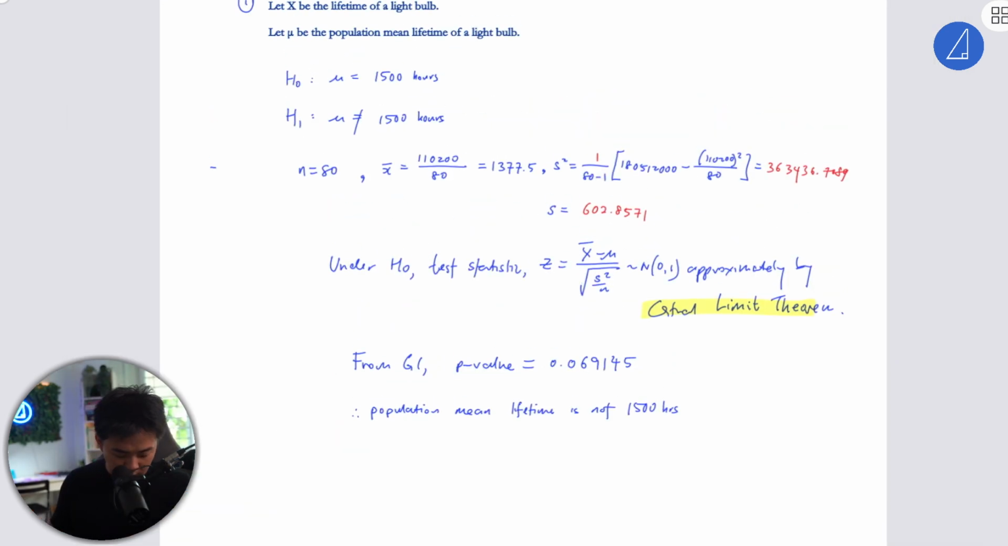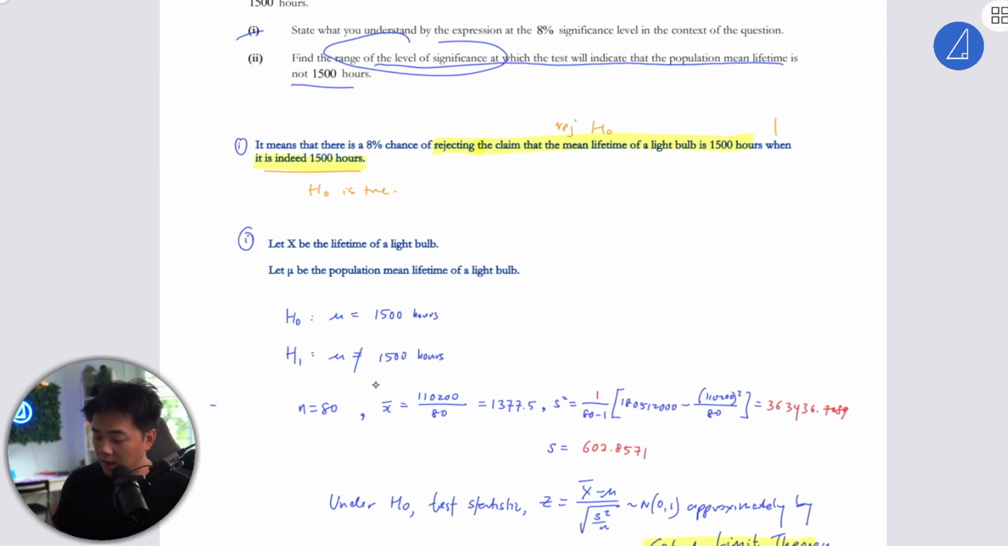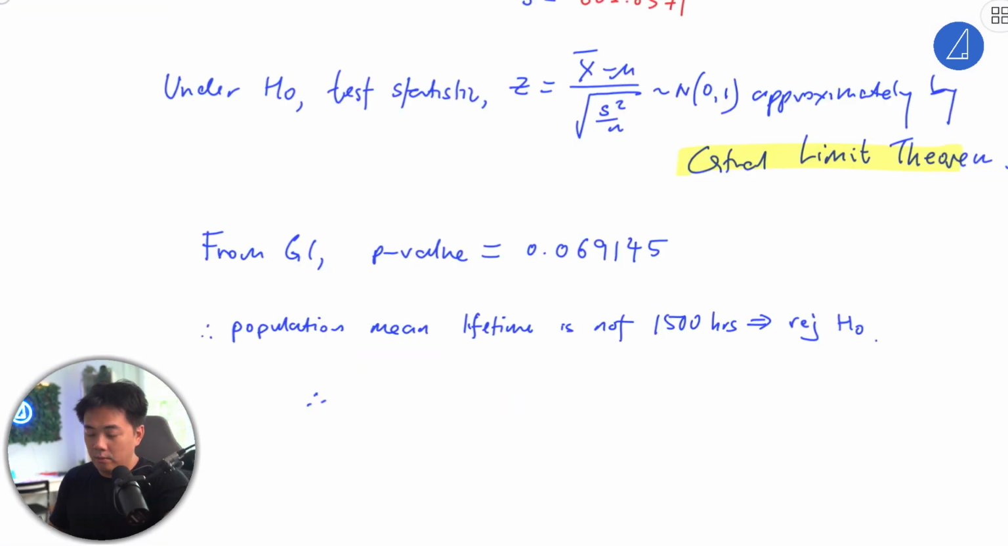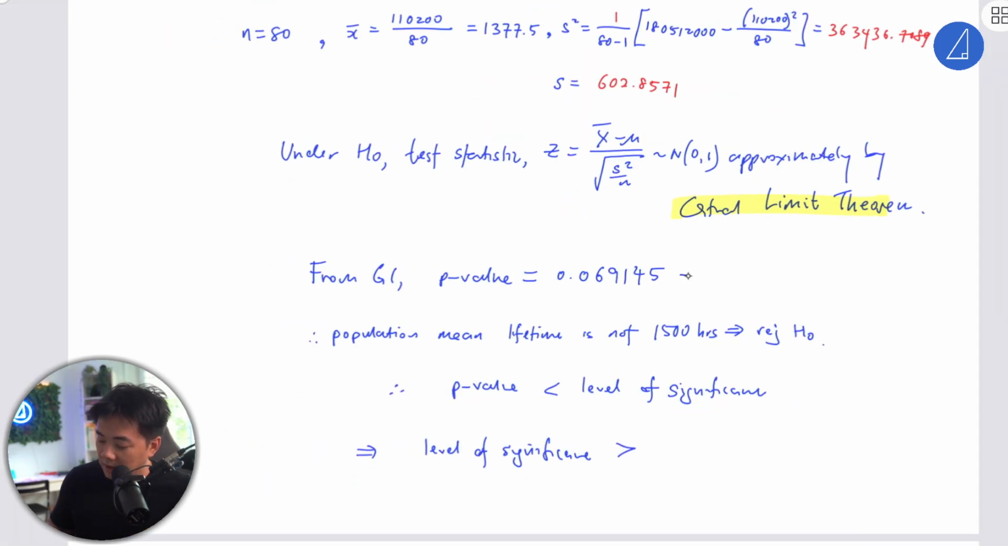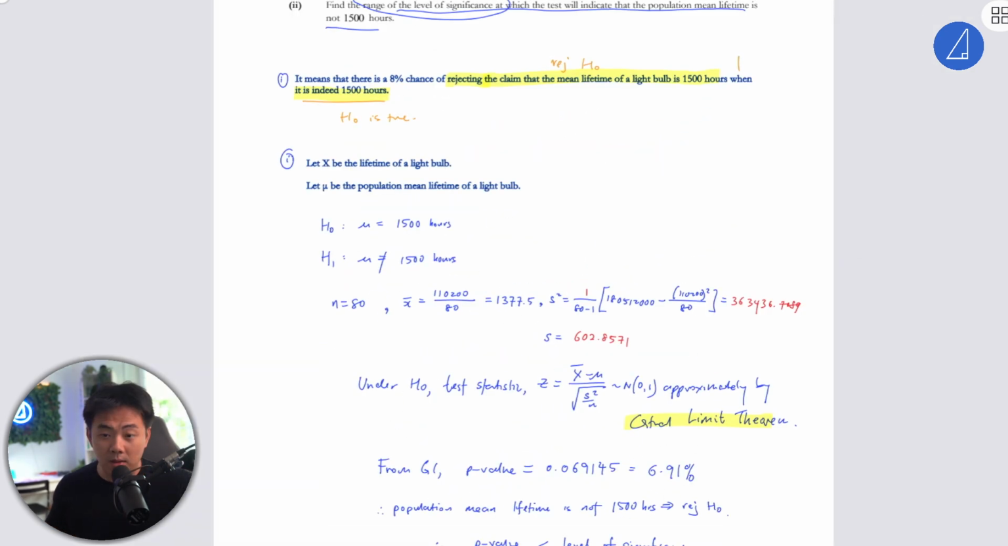Basically, you want the range where the population mean lifetime is not 1,500 hours, meaning we want to support H1. So reject H naught. Rejecting H naught just means that the p-value has to be less than the level of significance. Level of significance, we usually write in percentage points. So this is 6.91%, 6.91% to 3 significant figures. Okay, so that's how you do this question proficiently. If you have any questions at all, please do let us know, and I'll see you in the next question.